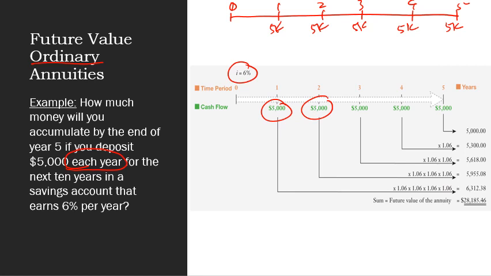If the question sounds like this: how much money will accumulate by the end of year 5 if you deposit 5,000 immediately, each year for the next 10 years? If this is the nature of the payment, then it becomes an annuity due.